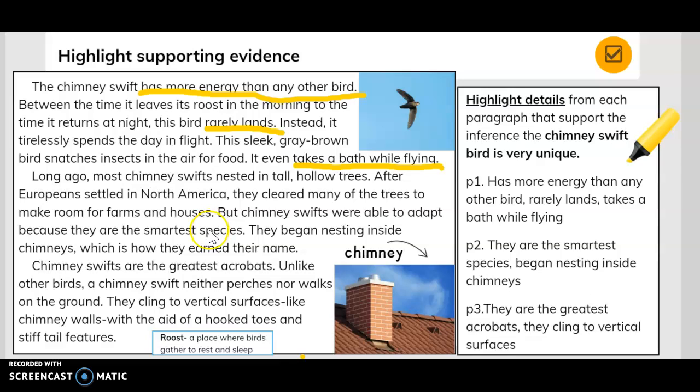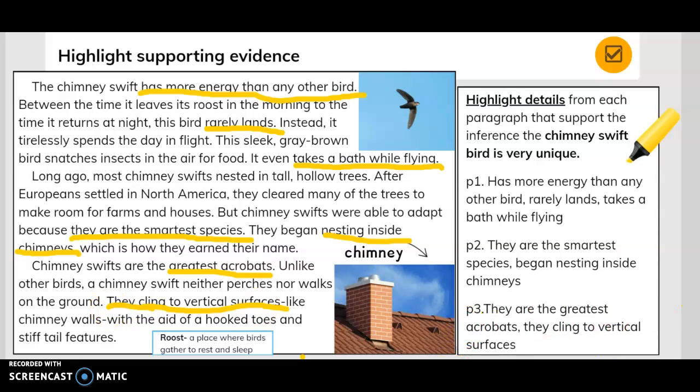Paragraph 2: they are the smartest species, began nesting inside chimneys. And paragraph 3: they are the greatest acrobats. They cling to vertical surfaces.